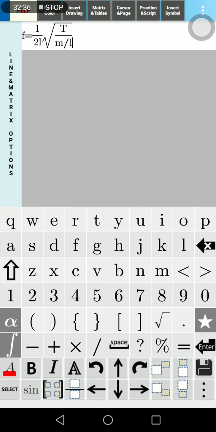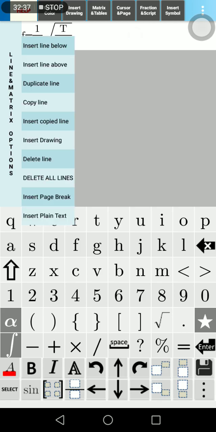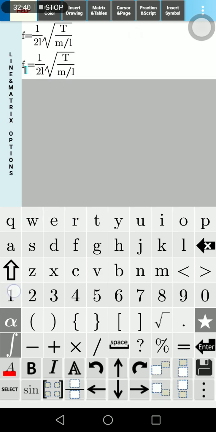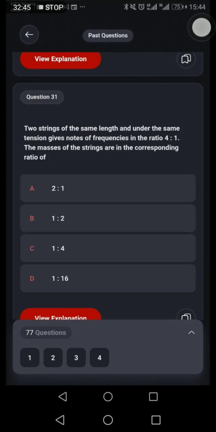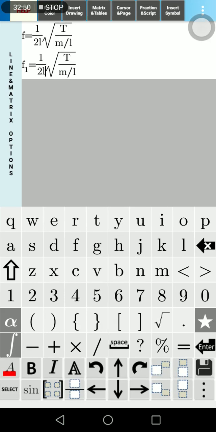Now we're working with two case scenarios. So we're going to have F1. They tell us that the lengths are the same. They said the same length and the same tension. So we'll not have L1, we'll not have T1. So let's just leave L and T like that. We're going to work with M1 as well, and then we'll also have the values for F2.